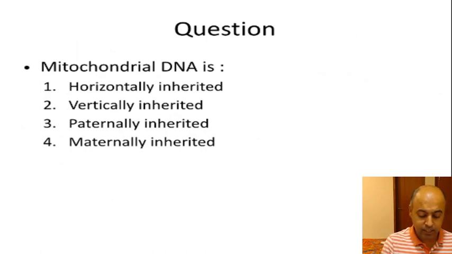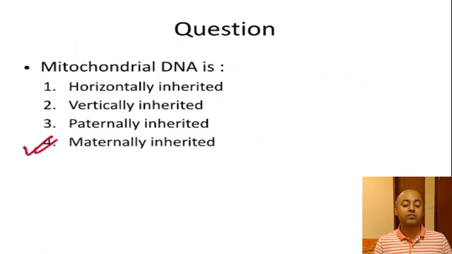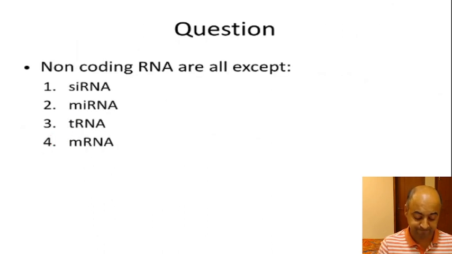Okay. Inheritance pattern of mitochondrial DNA: horizontal, vertical, paternal, maternal. Here, I'll not wait for your answers. I've just told you, we have discussed this previously. The mitochondrial DNA is having the maternal inheritance. The mother will transmit the mitochondria to all the offspring. So here, the answer should be maternally inherited.